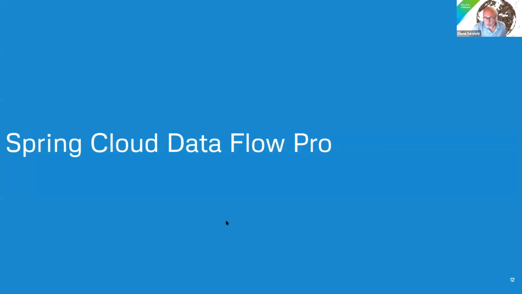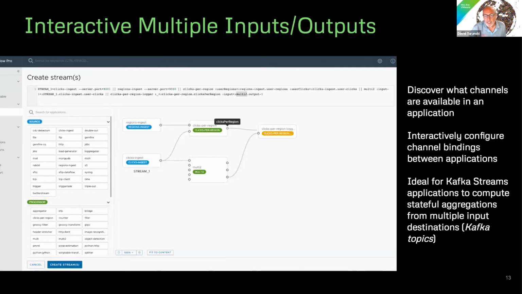Spring Cloud Dataflow is part of the Tanzu application suite, and there's a pro version that's focused on Kubernetes. In addition to getting great support from VMware, we also provide some additional features. One of them is multiple input and outputs on the UI. Spring Cloud Stream supports multiple inputs and outputs out of the box, and you could compose those yourself using Spring Cloud Stream. But if you want to do it with Dataflow, you would need to upgrade to the Pro version.